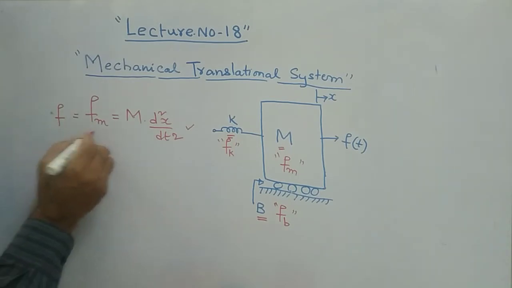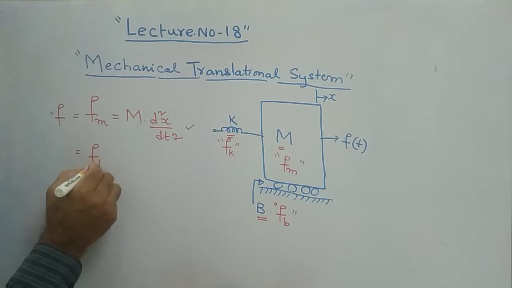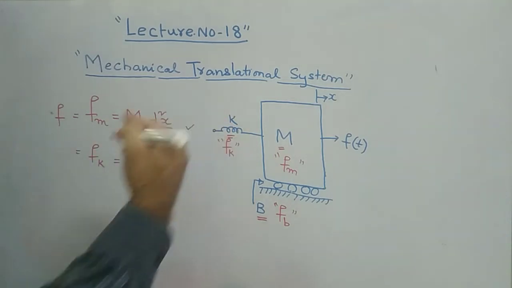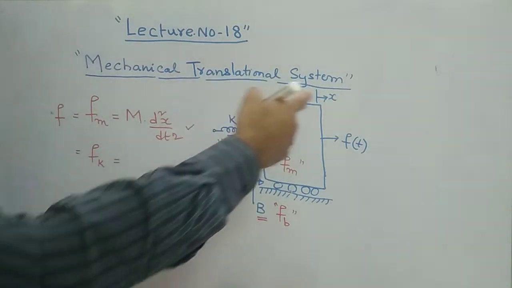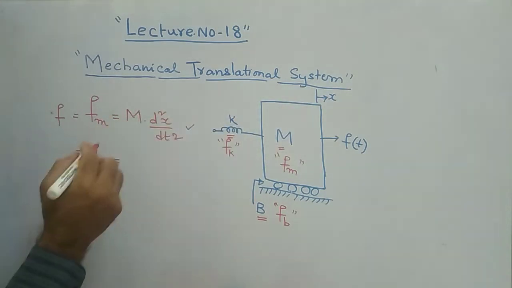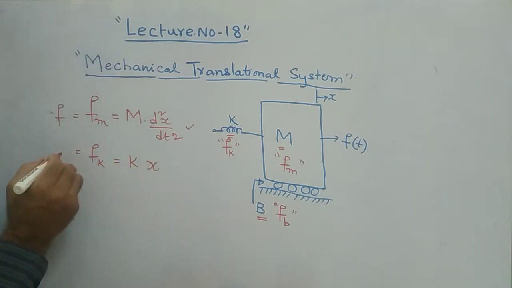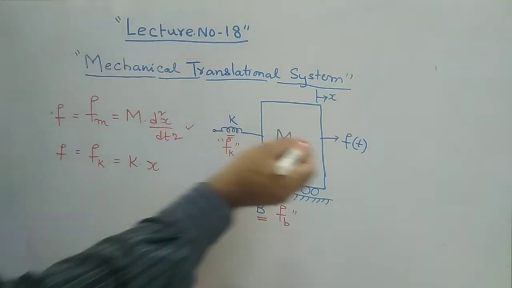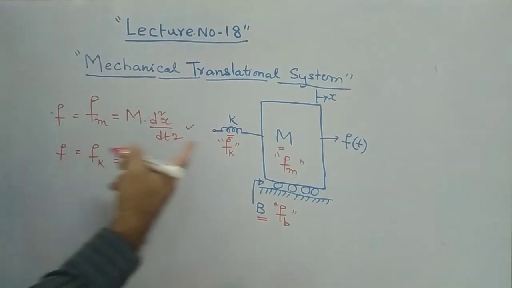Similarly, what is the force offered by the spring constant? That is F suffix k. The force offered by this spring element is directly proportional to the displacement x, means F of k is proportional to x. If you remove that proportionality, then the constant will come. That constant is nothing but k into x. This F of k is almost equal to your F again. So this is the second force.